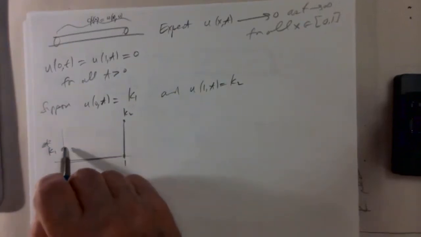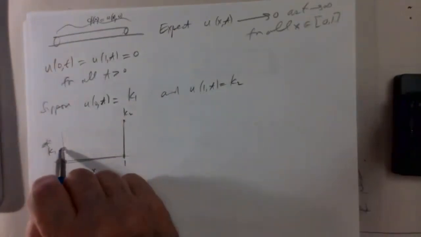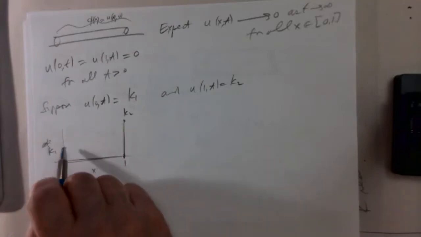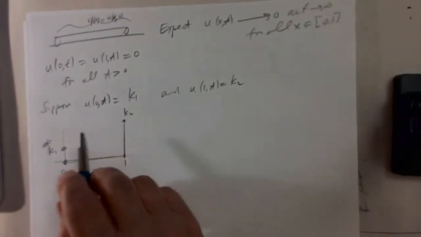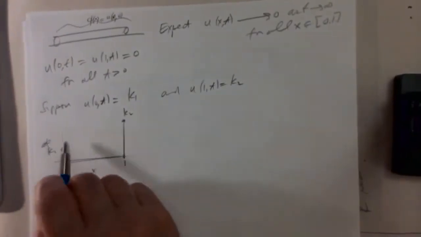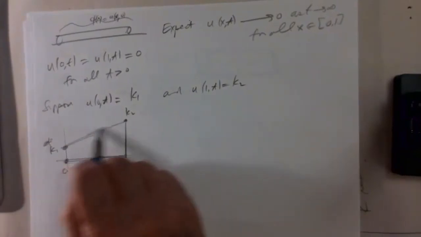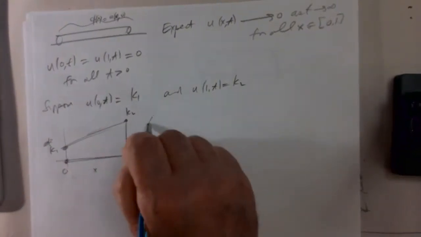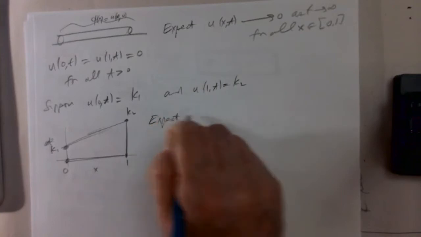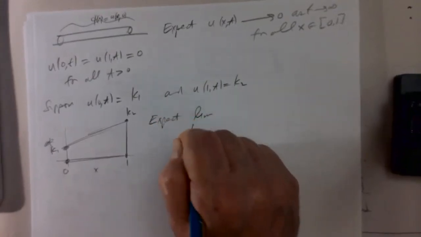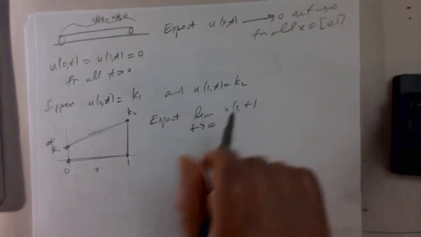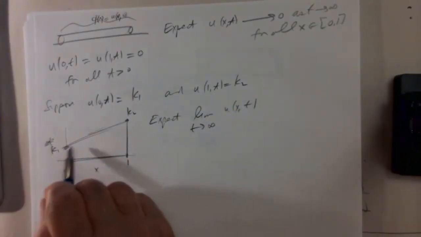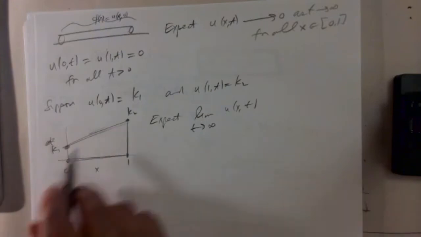Well, you might expect that, for example, if K1 and K2 are the same, the rod would just approach that constant value K. If K1 and K2 are different numbers, you might expect the temperature to just increase linearly. So you might expect that the limit as t goes to infinity of u of x,t would just be the straight line from K1 to K2.